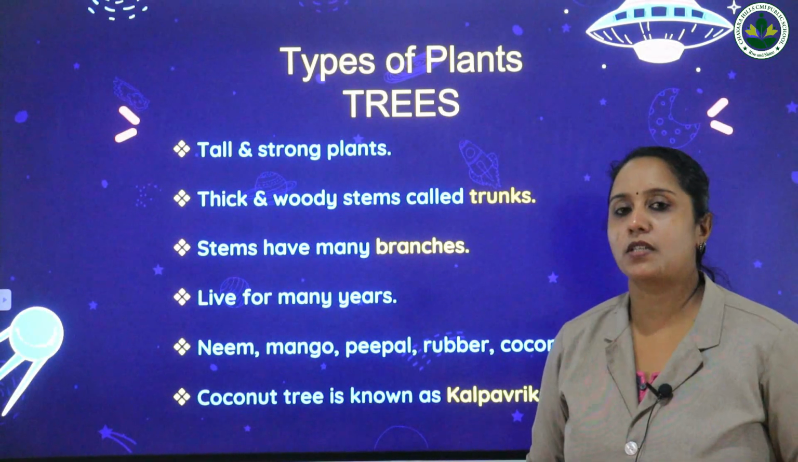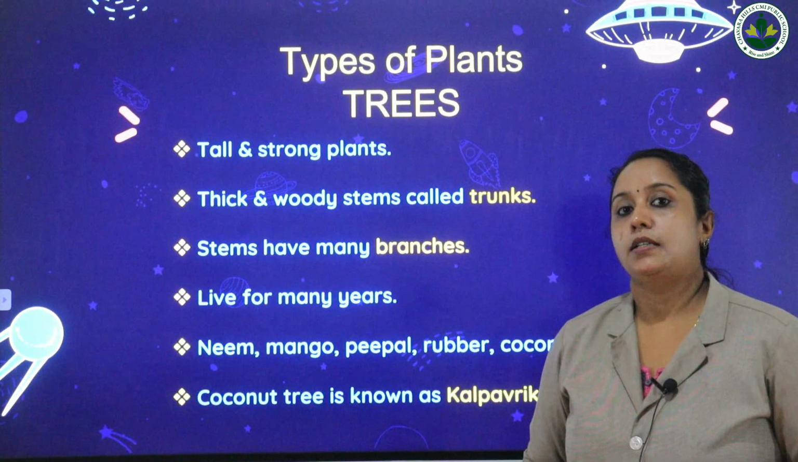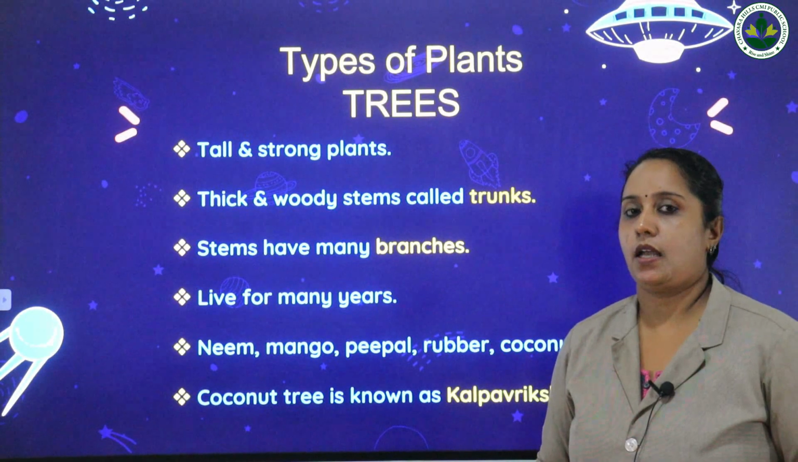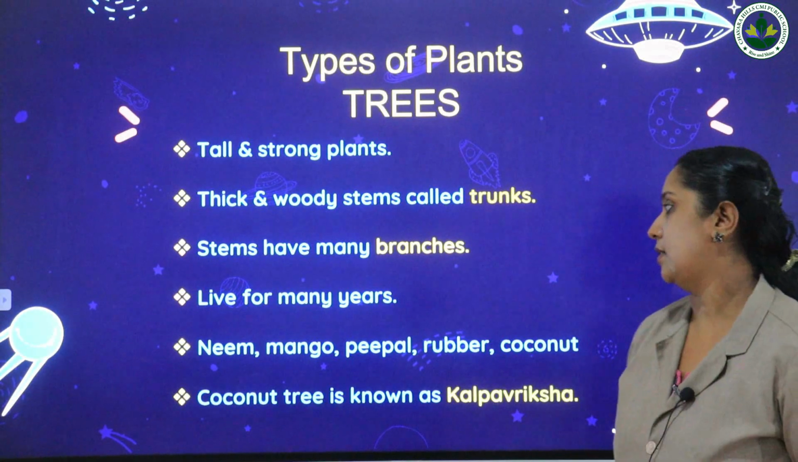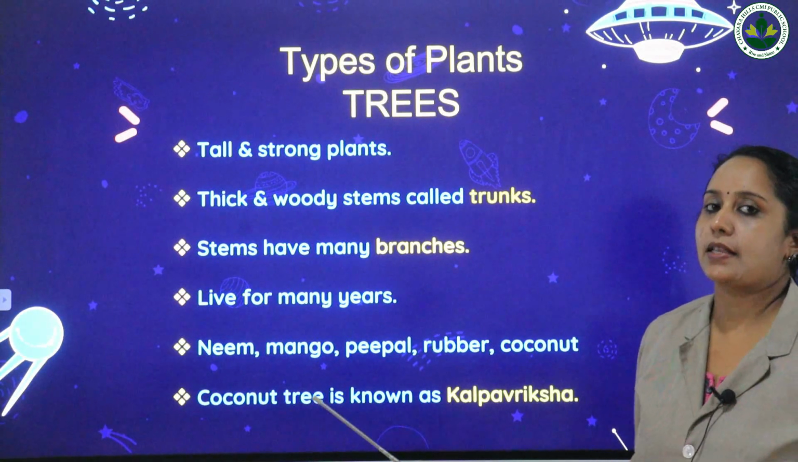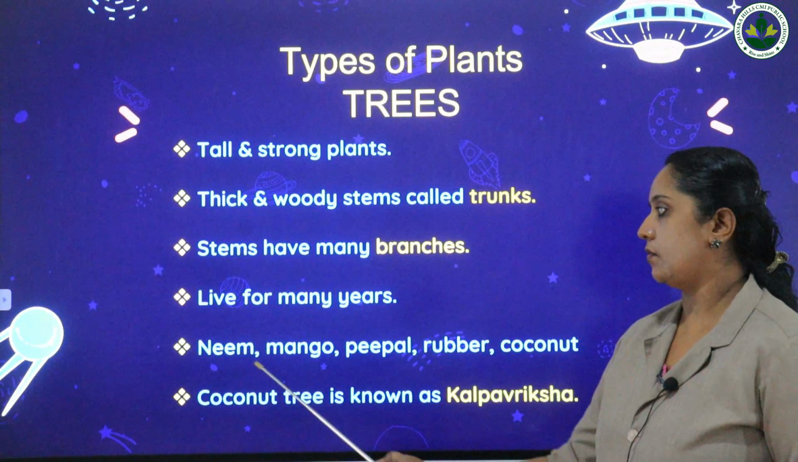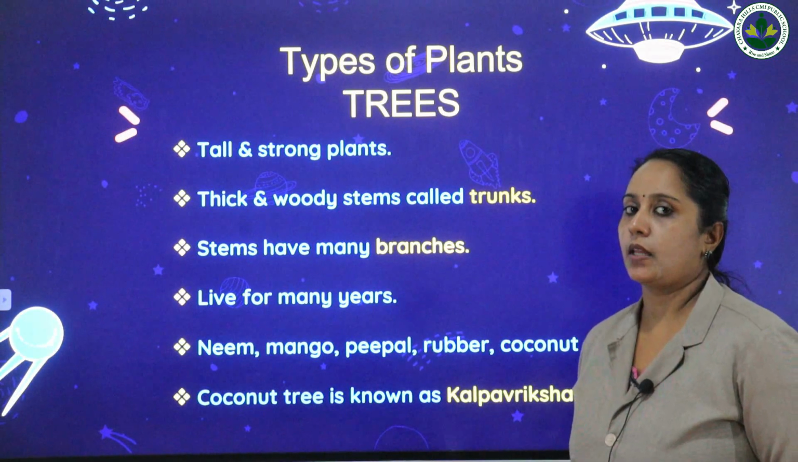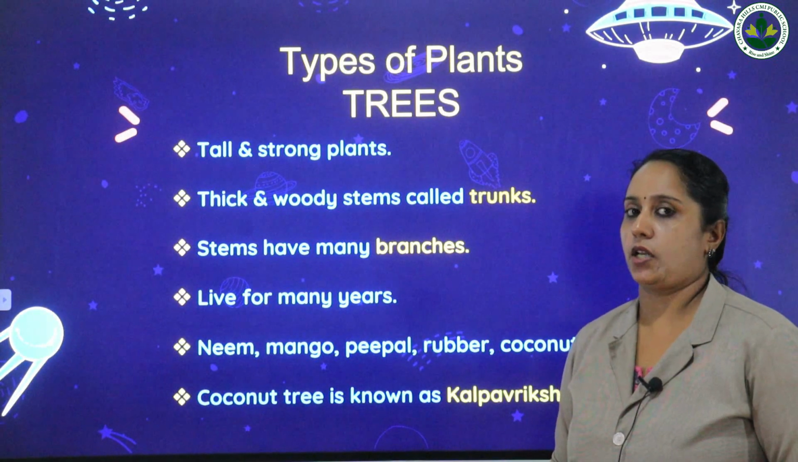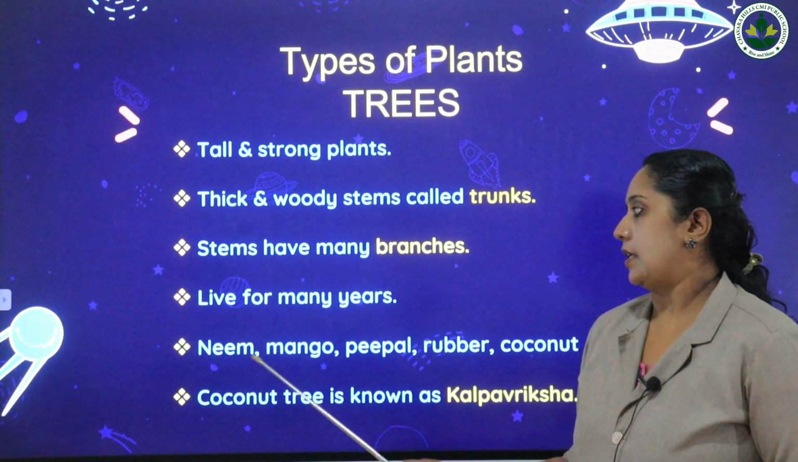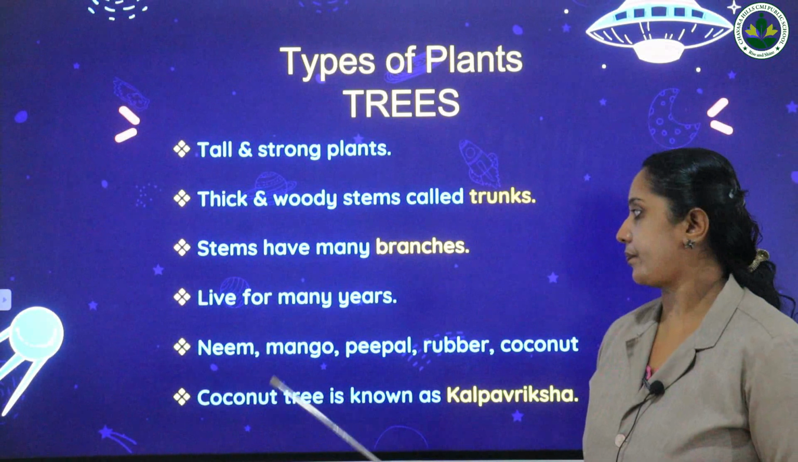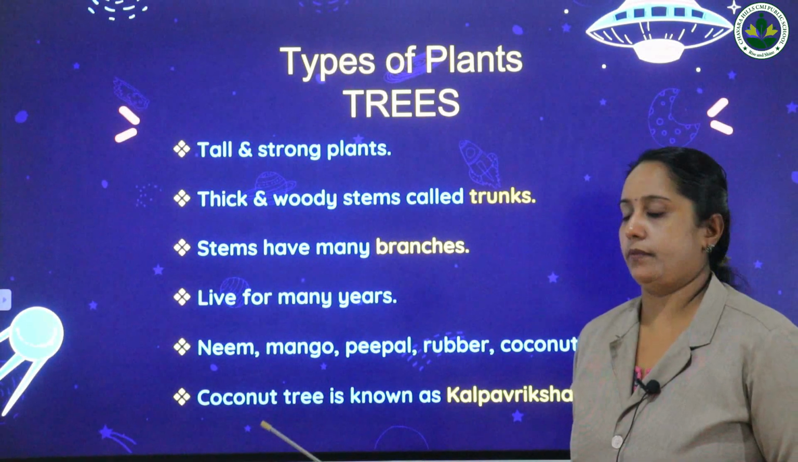So why are we using it? Because they have thick woody stems. And what are the names of those stems? They are called trunks. Now let us see some examples for trees. First one, neem. Neem is a medicinal tree. Okay, it's a medicinal plant. The leaves are used for making medicines. It has got medicinal value, neem. In Malayalam we say Arivepu.